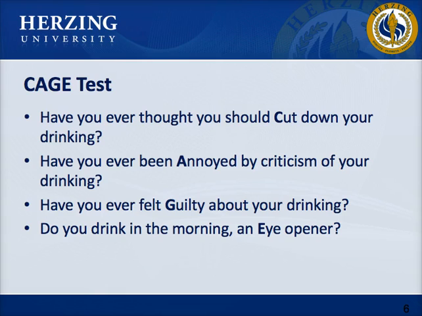A CAGE test. This is for people that have a history of drinking, or you can help them to determine if they do have a problem with drinking. The questions include, have you ever thought you should cut down on your drinking? Have you ever been annoyed by criticism of your drinking? Have you ever felt guilty about your drinking? Or do you drink in the morning for an eye opener?